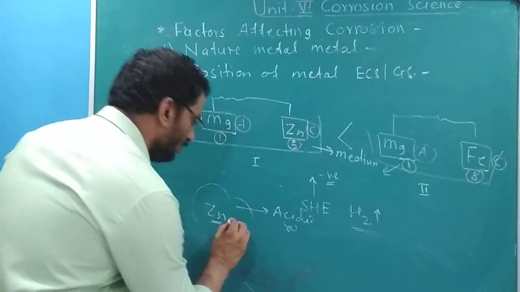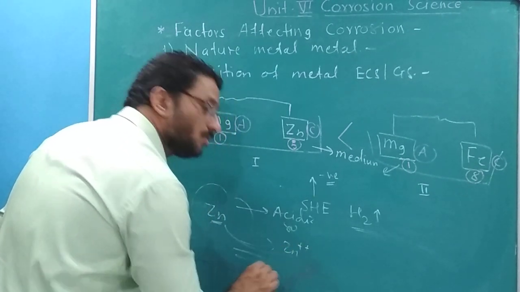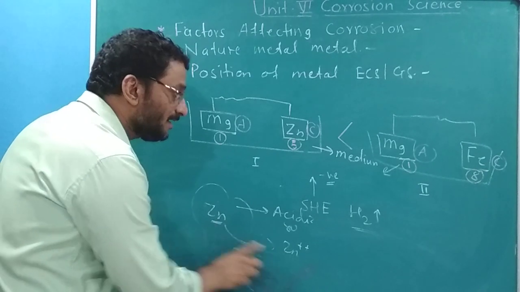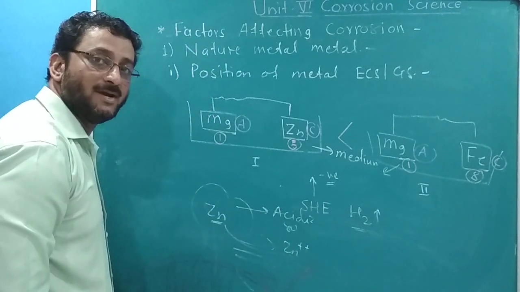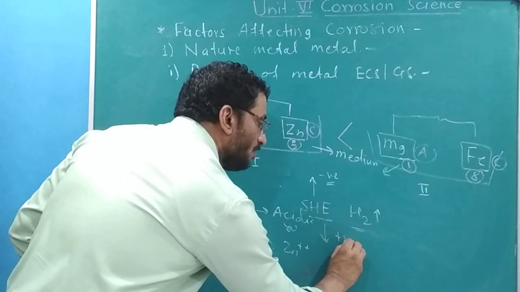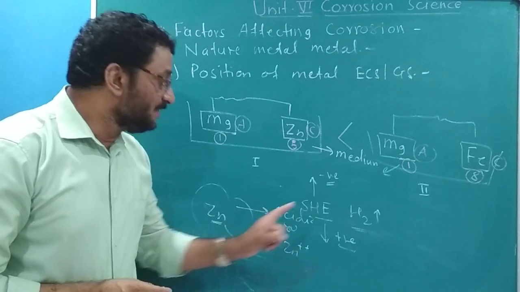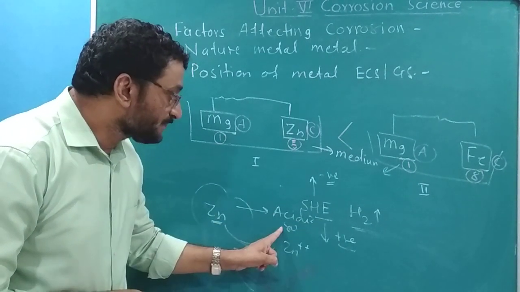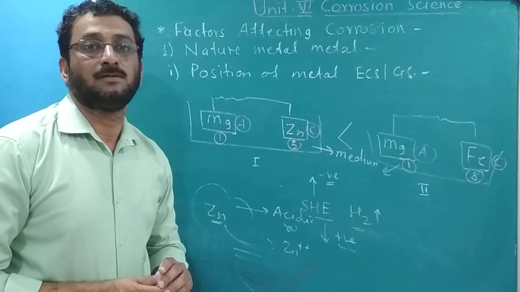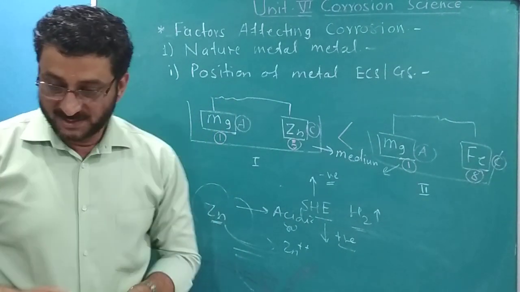So zinc will form zinc cations. It has to lose electrons, so it will undergo oxidation, and its dissolution will be there. It is accompanied by evolution of hydrogen. Those placed below hydrogen, having positive value of electrode potential, are inert, they are noble. This acidic medium will not affect these elements. That information we also get from the position in the electrochemical series.